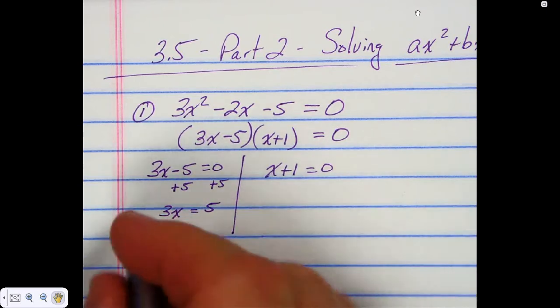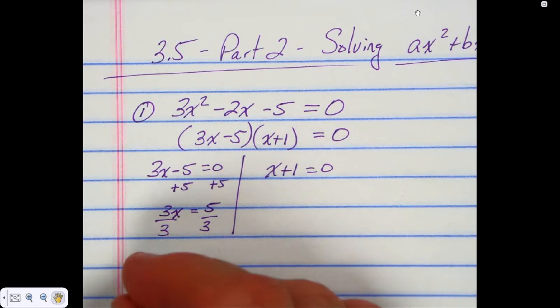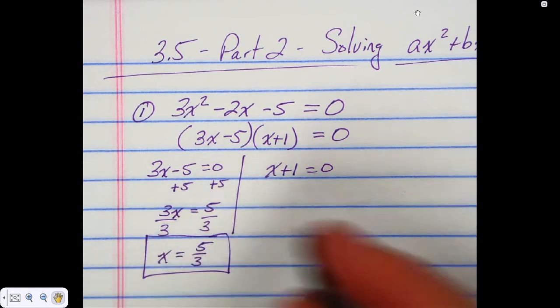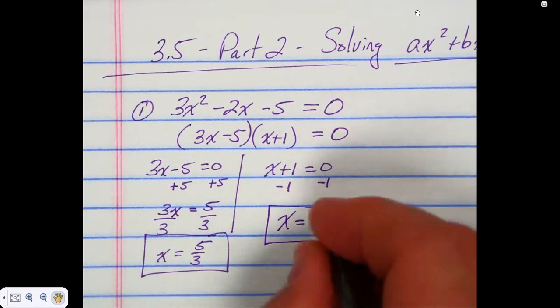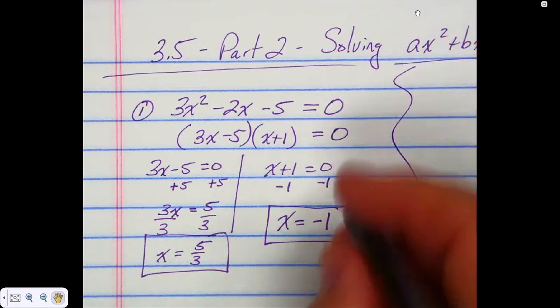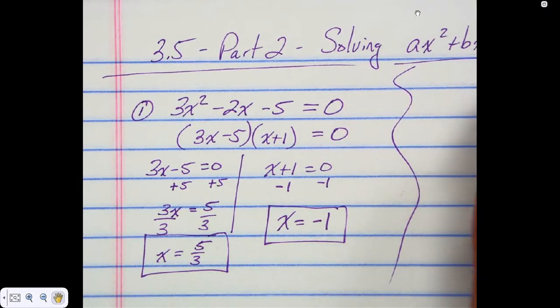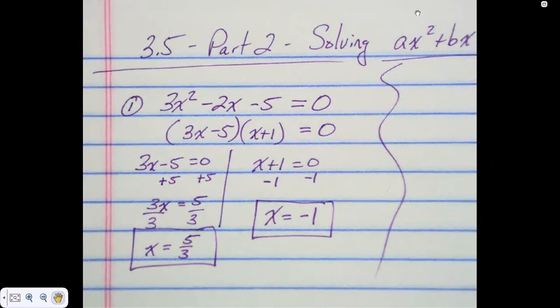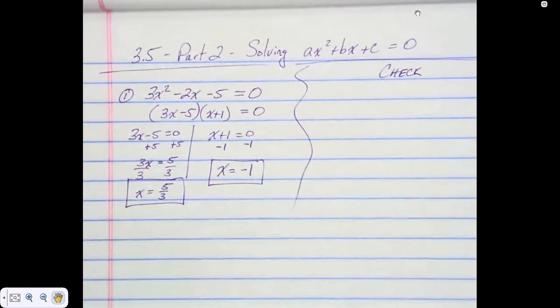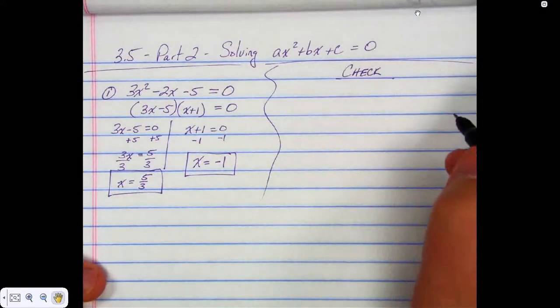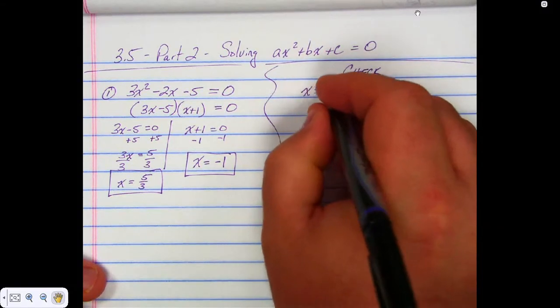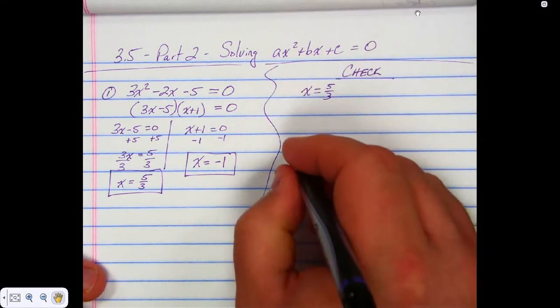What am I going to do now? Divide both sides by 3. And that reduces to simply 5 over 3. That's one of your solutions. What are you going to do here? Subtract 1, subtract 1. x is equal to negative 1. Off to the side, just like this, is your check. First, I'm going to substitute in x equal 5 over 3. You guys can show me that, and x equal negative 1.